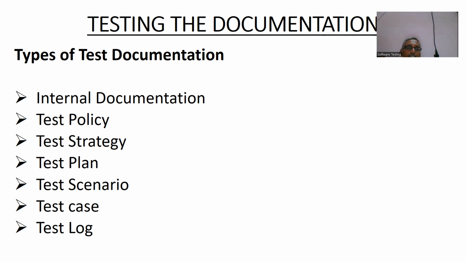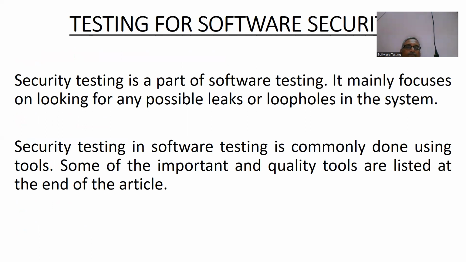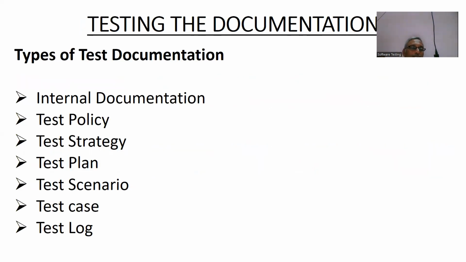Internal test documentation: test policy, test strategy, test plan, test scenario, test cases, and test logs. These are the types of test documentation. Internal test documentation is required for work tasks and for use by the development and testing team members. It contains the goals, methods, and results of testing at a technical level and sometimes requires a technical background to understand them fully.